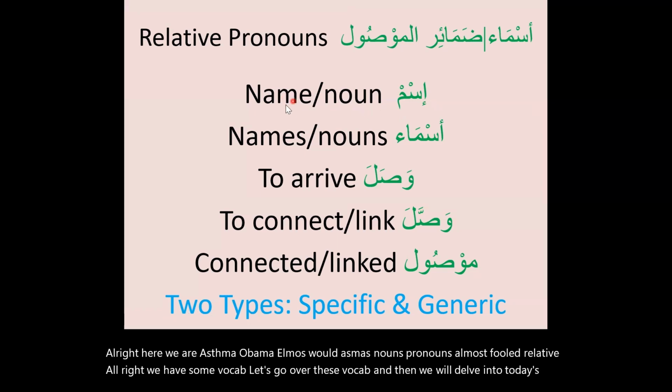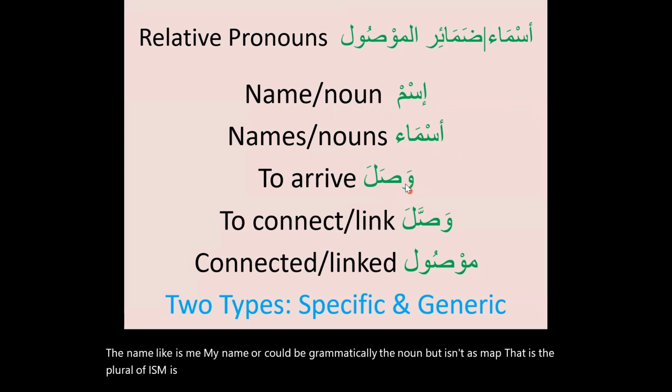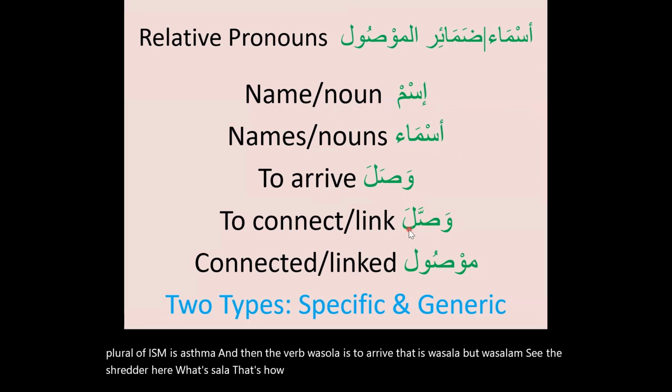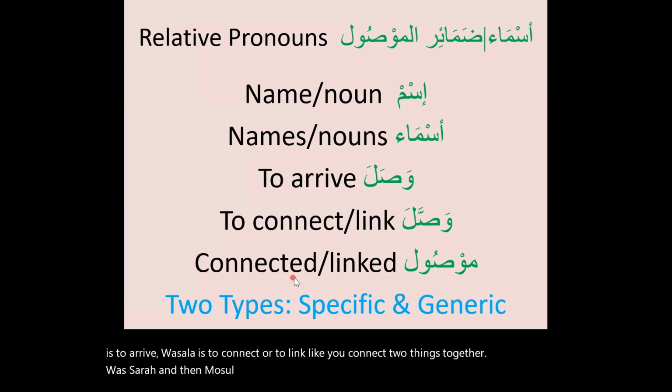Ism, it's the name, like ismi, my name, or grammatically the noun. Asma is the plural of ism. And then the verb wasala is to arrive. But wasala, see the shadda here, wasala, that's how we pronounce it. So wasala is to arrive, and wasala is to connect or to link, like you connect two things together. And then mawsul is the connected, the thing that is being connected or linked.